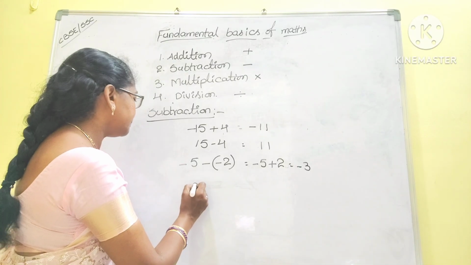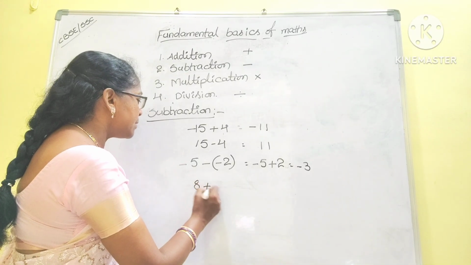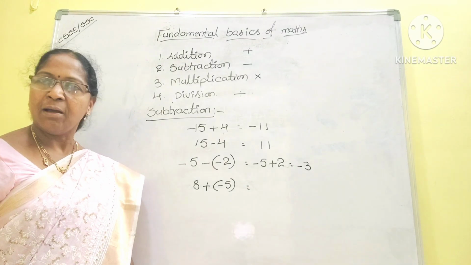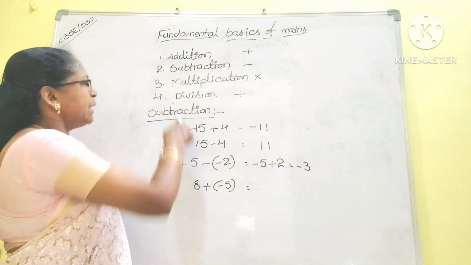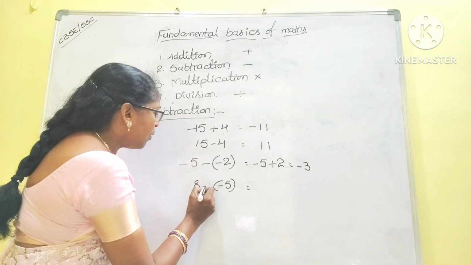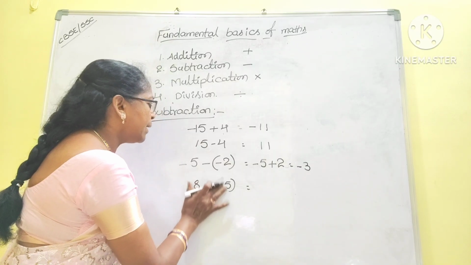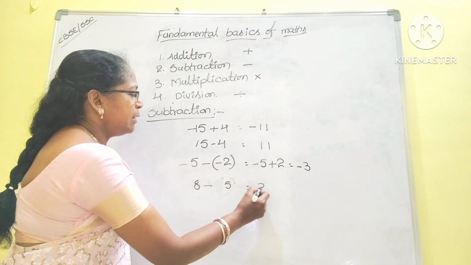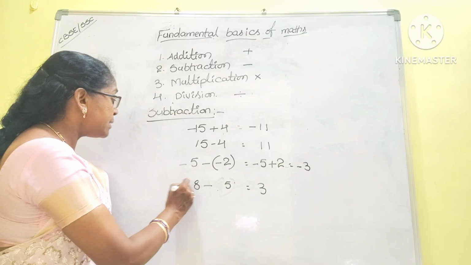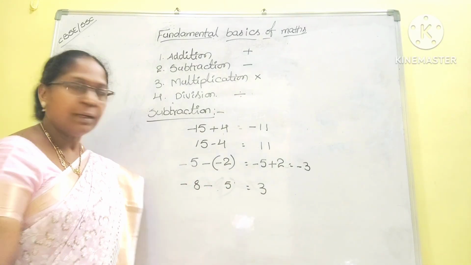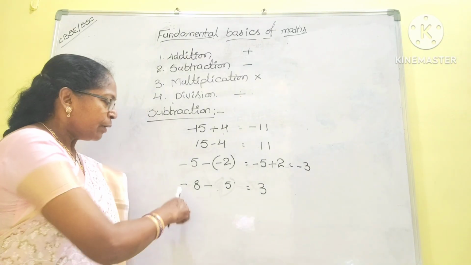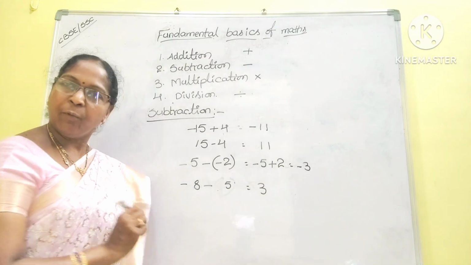Here one more. 8 plus of minus 5. That means here you are subtracting, so you also write minus. Whenever minus is there, directly you can write the answer 8 minus 5, that is 3. Or minus 8 minus 5. This example is already over. Two symbols are same. Minus 8 minus 5. What you have to do here?